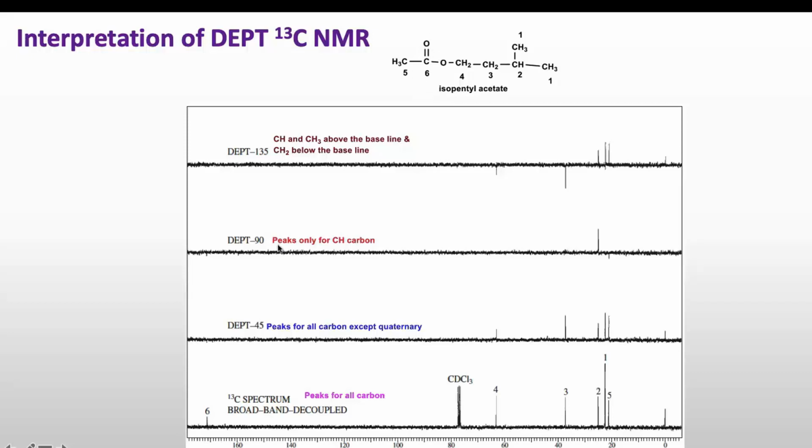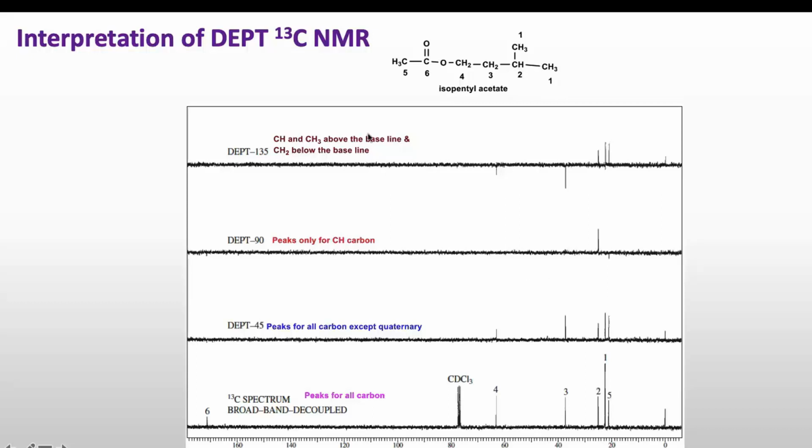Now take the DEPT 90, which shows a peak only for CH carbon. So this shows we have only one CH carbon in our molecule. All the other peaks go missing here. So this peak belongs to carbon number 2. You can see this carbon 2 is the only CH-containing carbon in our molecule. That's why we are getting only one peak in DEPT 90.